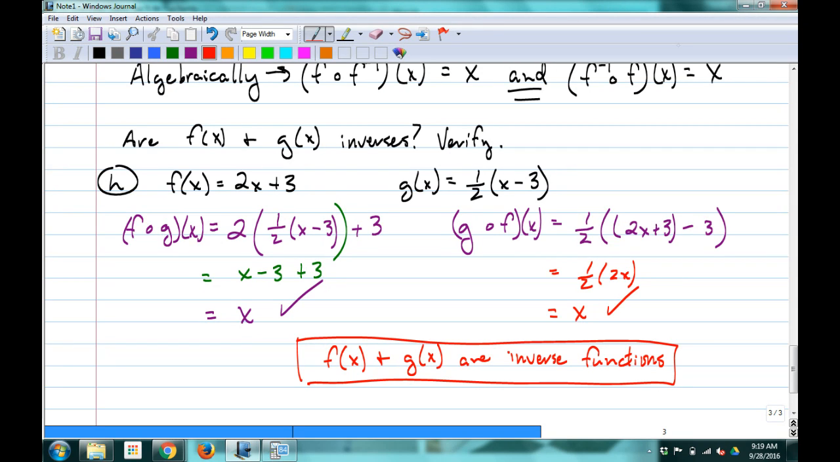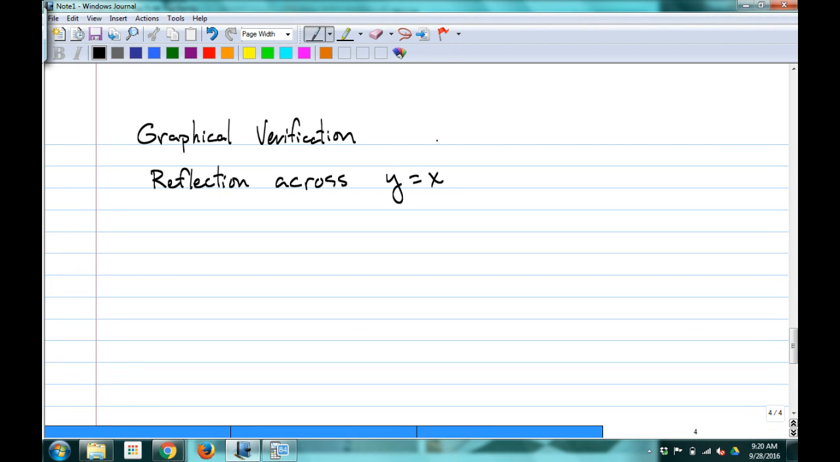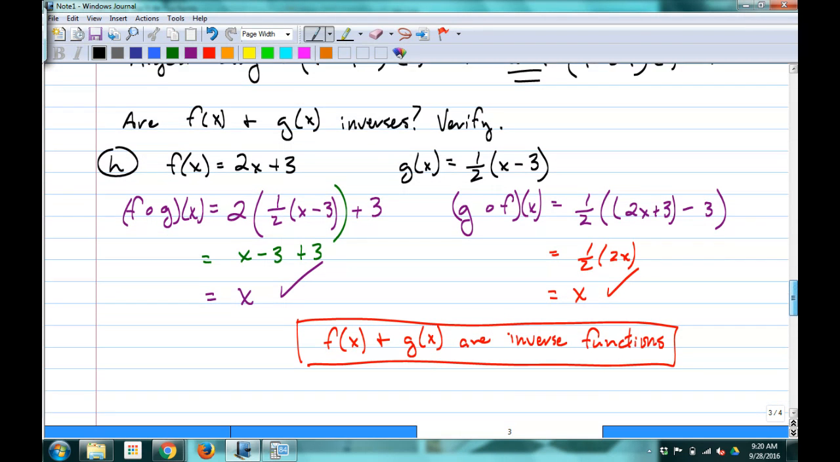Okay, so that's algebraic verification, function composition. Another way of verifying is a little bit more difficult to see sometimes. If you've got good spatial sense, it's easy to see, and if the graph isn't too big, it's easy to see. It's graphical verification: reflection across y equals x. Okay, so let's look at those same two functions that we had in example H.